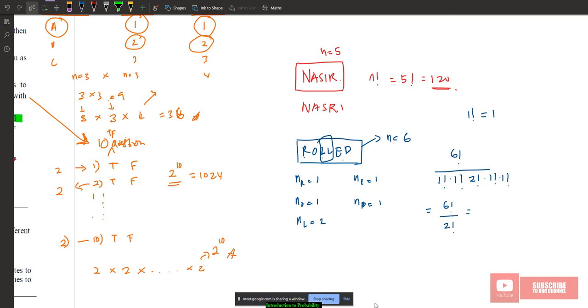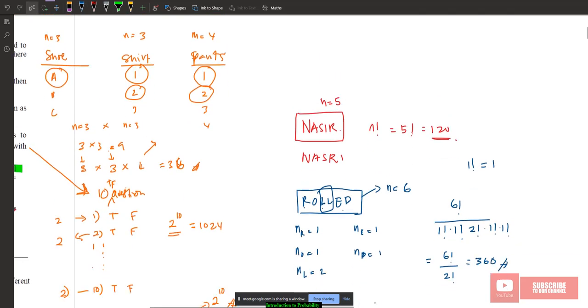So by using the calculator, 6 factorial divided by 2 factorial should be equal to 360. So there are 360 possible ways to rearrange the word ROLLED, right?